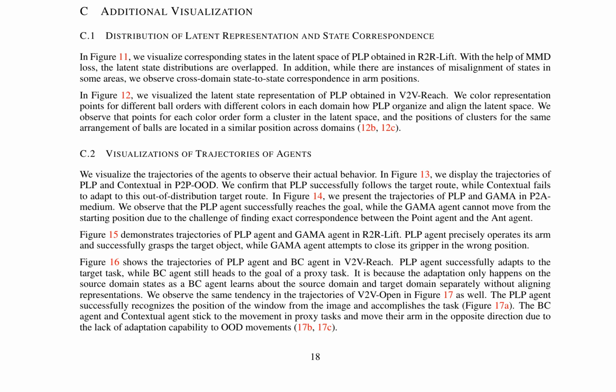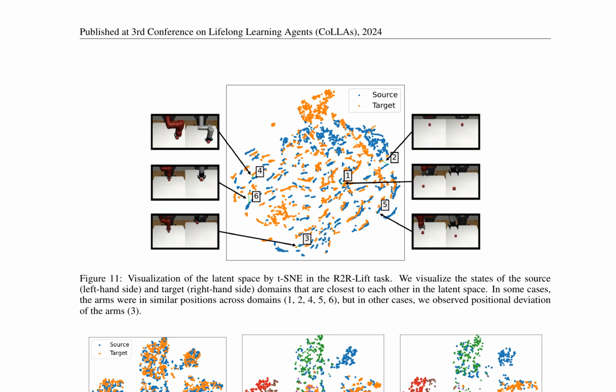The visualization of the latent space using TSNE for the R2R lift task illustrates how states in the source and target domains are closest to each other. In some cases, arm positions are similar across domains, while in others, there is positional deviation. Figure 12 demonstrates the distributions of latent states in the V2V reach task, with points colored according to the color order of the balls in the environment. Each color ID roughly forms a cluster in a consistent position across domains.